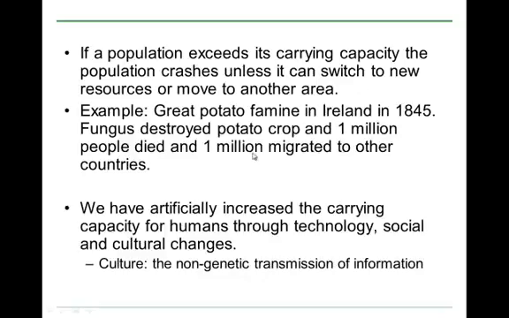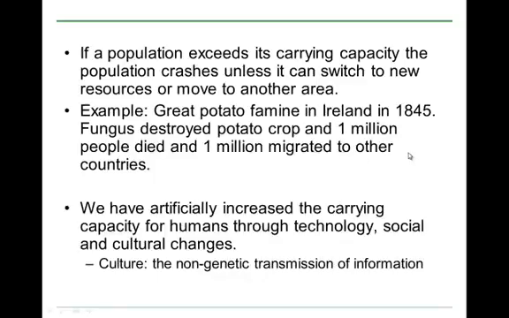The example I'm going to give you is of humans: the Great Potato Famine in Ireland in 1845. Potatoes were a New World crop, but they quickly became the staple crop of Ireland. That is, most of the calories to feed most of the people came from potatoes. But then we had the potato blight, a fungal disease, and it destroyed the potato crop over a couple of very wet years. Something like 1 million people died and 1 million people migrated to other countries. So this shows you that it was indeed a dire thing.